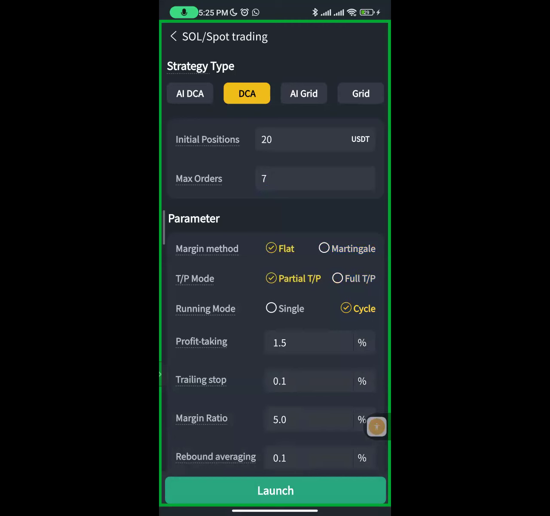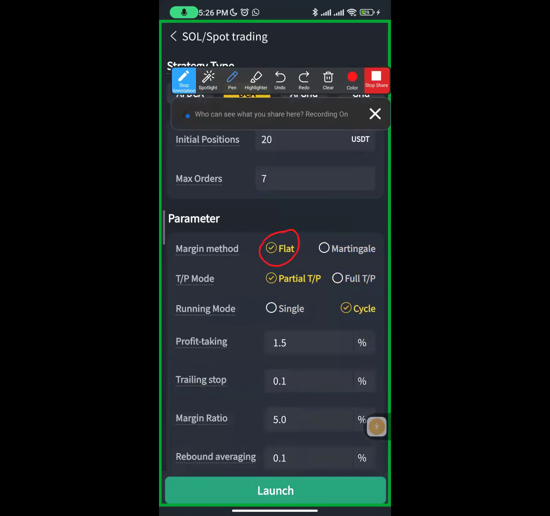Your running mode is single because probably you want to trade that coin just once. But if you want to cycle, you tap on cycle, and it means you want to keep trading that coin till whenever you get tired. So you use flat, partial TP, and cycle. So you keep trading on cycle. But if you don't want to cycle, you could just go on single, meaning when the profit is hit, the robot stays out of the market till you instruct it to buy in one more time. Okay. I hope I'm clear.